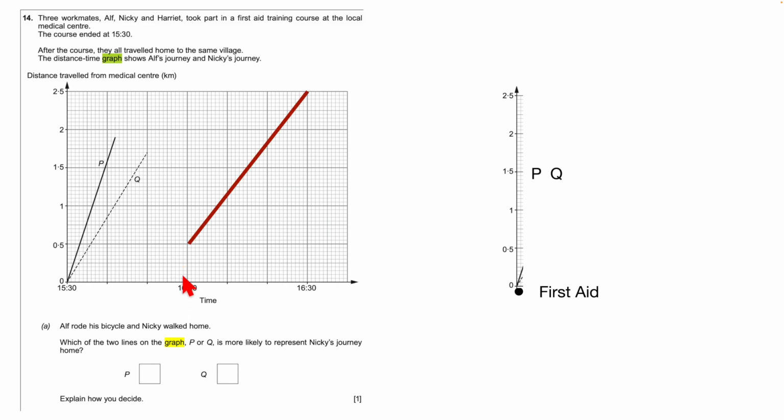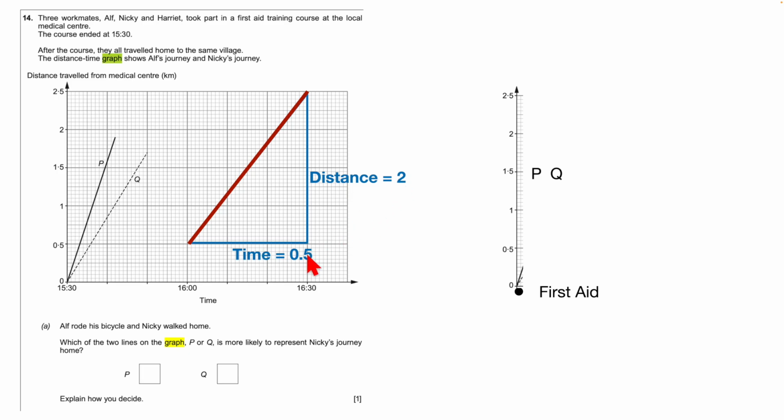Imagine that is a journey. So from 4 o'clock we go from 0.5 of a kilometre away, and by 4:30 we are 2.5 kilometres away. And we can look at this triangle. This measures the distance from 0.5 to 2.5, so that's 2 kilometres. And how long has it taken? Well, from 4 to 4:30, half an hour. And if we divide distance by time, this length by this length, we are going to get the answer 4.